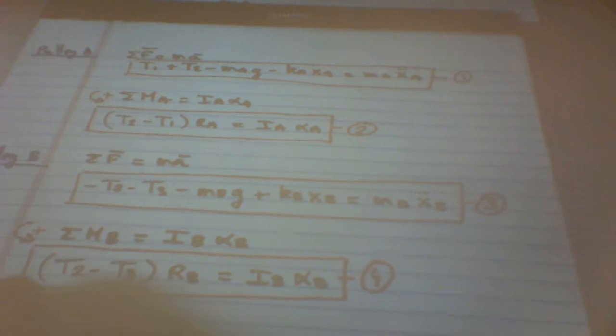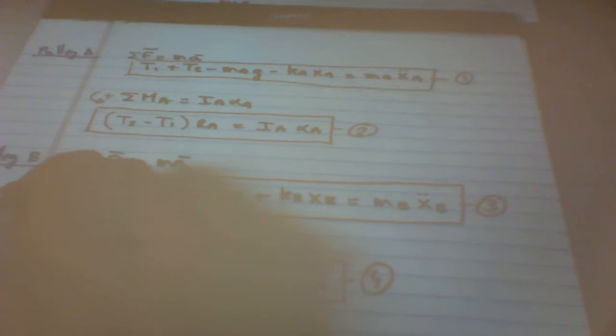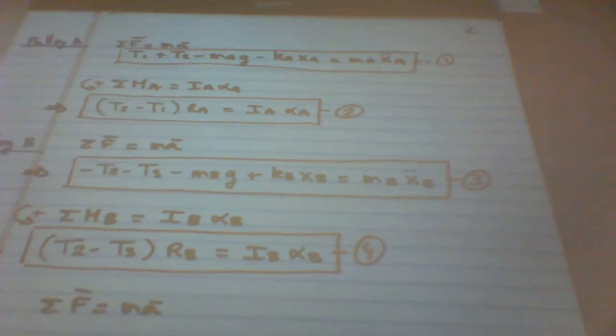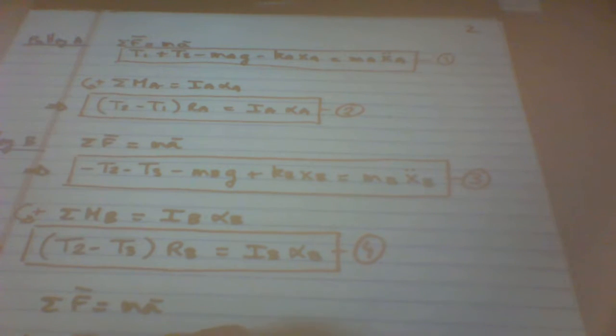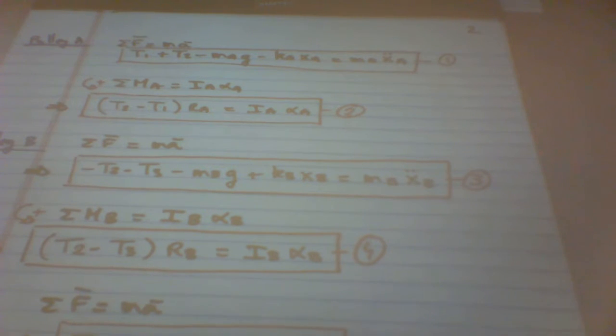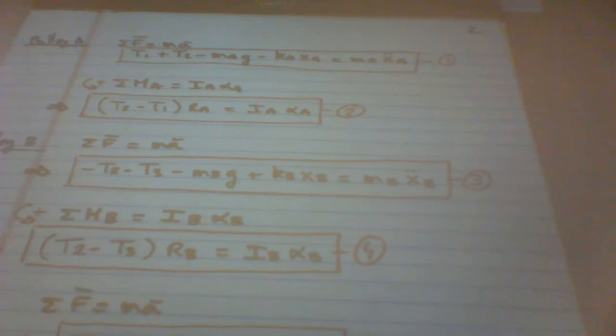Equation 4. And finally we have block C. Summation of forces equals M A, which gives us T3 minus M C g equal to M C X double dot C. Equation 5. Okay, so we stop to this point.